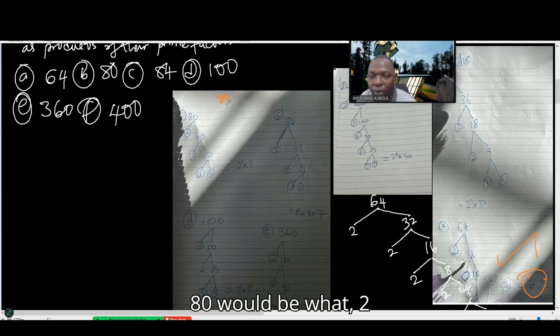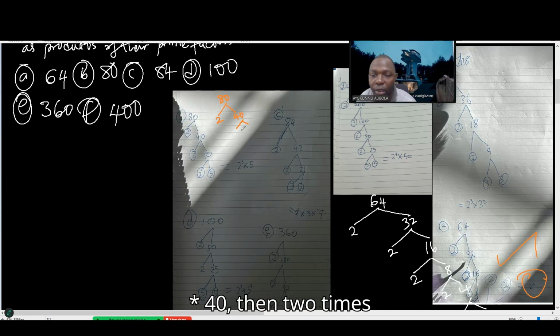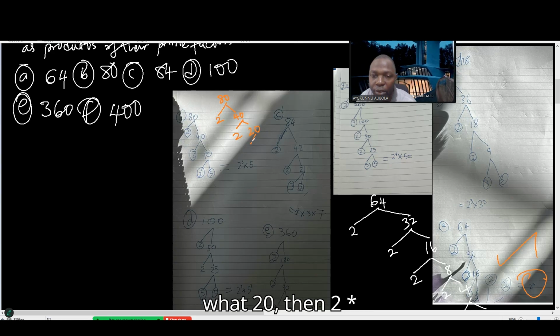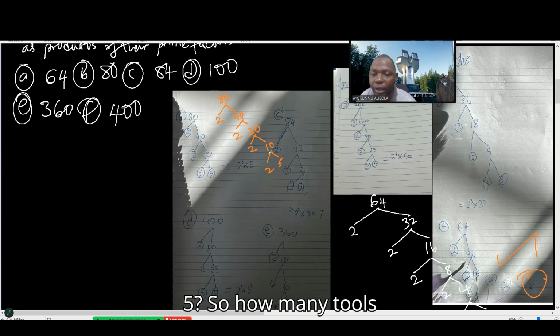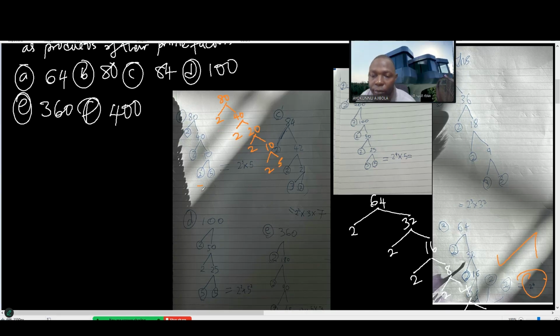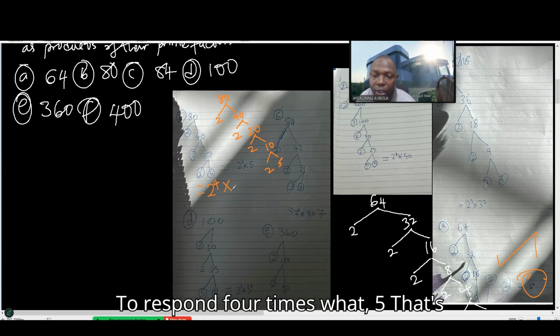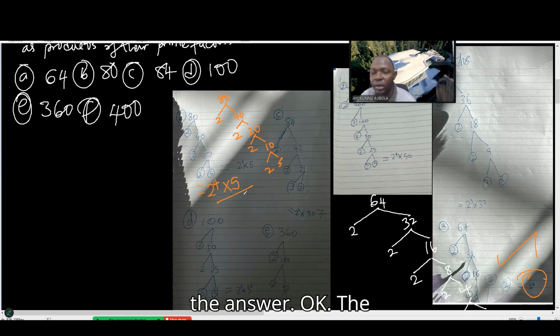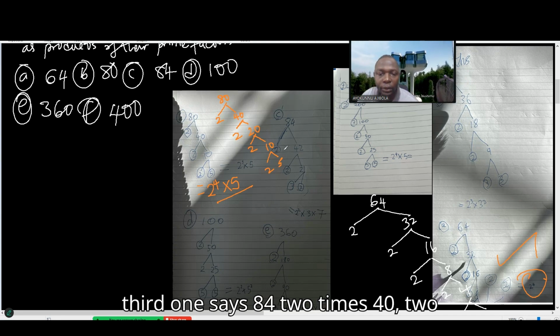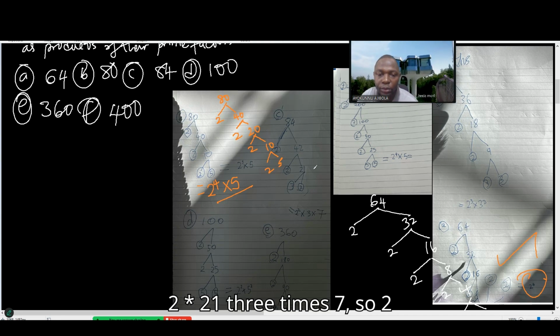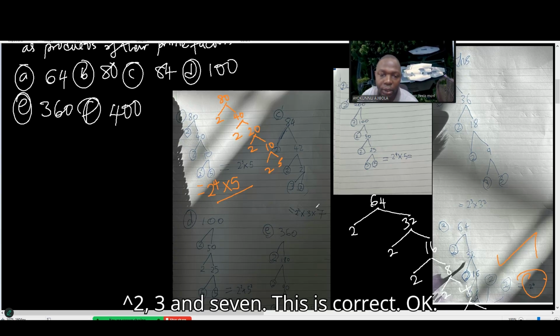So 80 will be what? 2 times 40. Then 2 times what? 20. Then 2 times 10. And 2 times what? 5. So how many twos? 1, 2, 3, 4. So 2 raised to the power 4 times 5. That's the answer. Okay, the third one says 84. 2 times 42, 2 times 21, 3 times 7. So 2 squared, 3 and 7. This is correct.